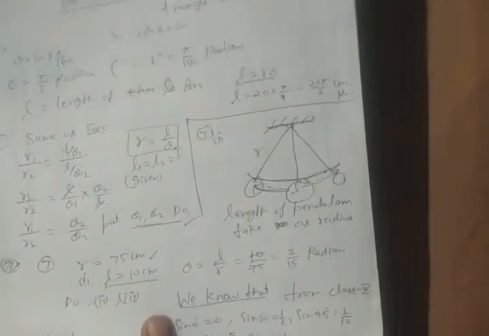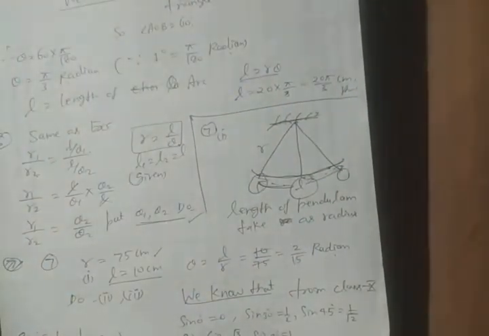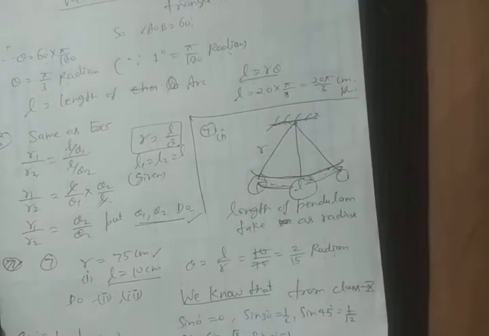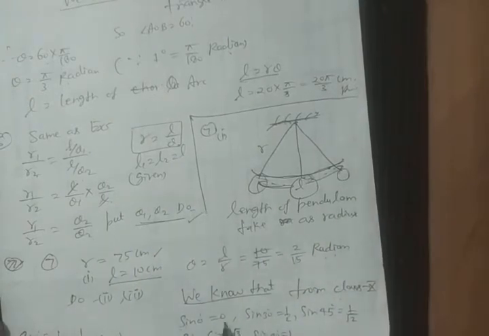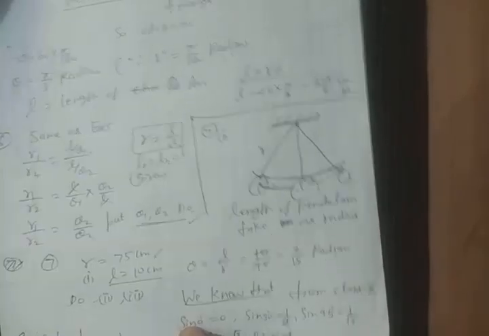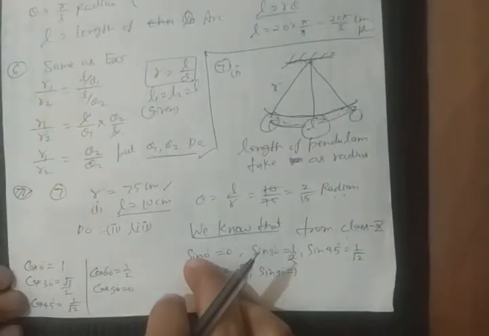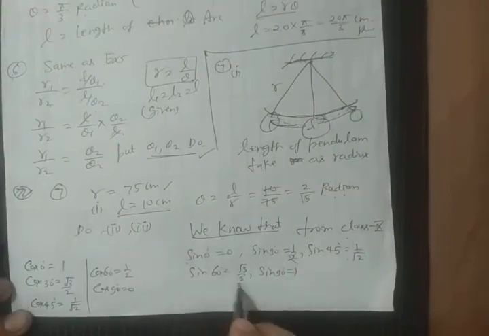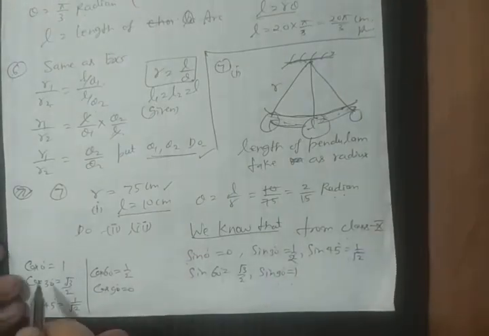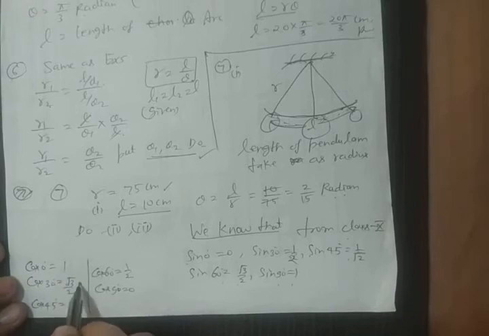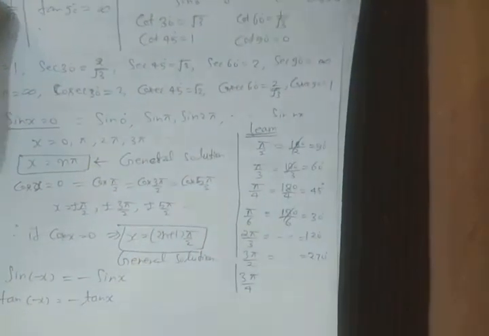The values of trigonometric functions, you know in class 10th. The value of sin 0 is equal to 0, sin 30 is 1 by 2, sin 45 is 1 by root 2, sin 60 is equal to root 3 by 2, sin 90 is equal to 1. And cos 0 is 1, cos 30 is root 3 by 2, cos 45 is 1 by root 2, cos 60 is 1 by 2, and cos 90 is 0. These trigonometric values you have learned, you must learn.